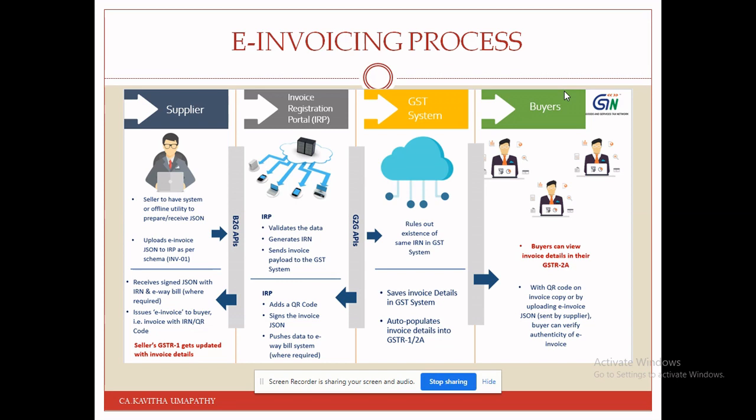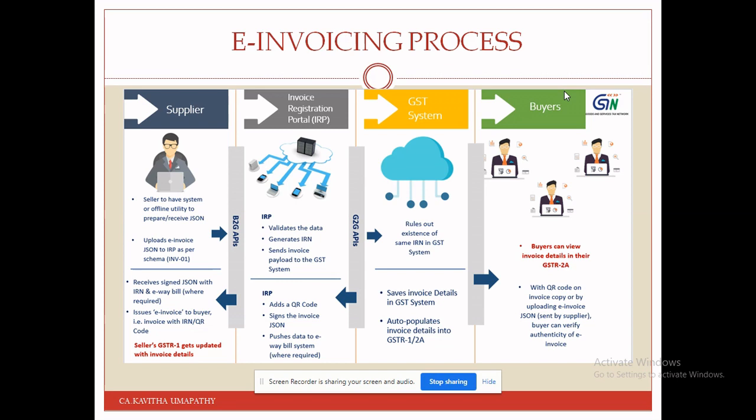After converting that into a JSON file, he has to go to the invoice registration portal. In the invoice registration portal, he has to upload this JSON file. Once they upload the JSON file, the IRP system will validate the data and generate the IRN. IRN is the invoice reference number.